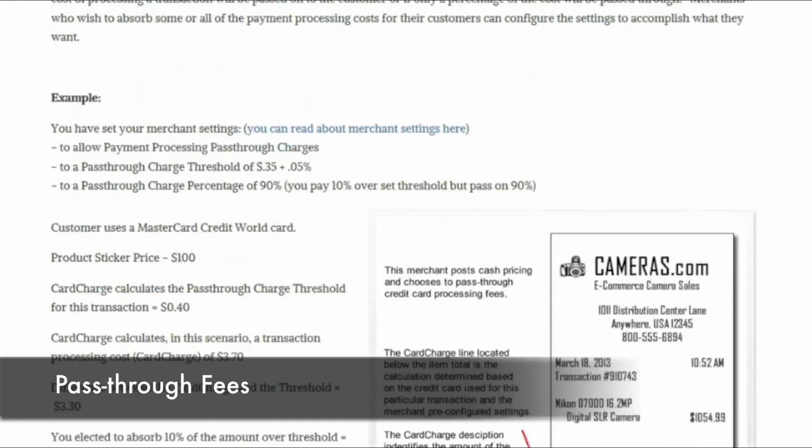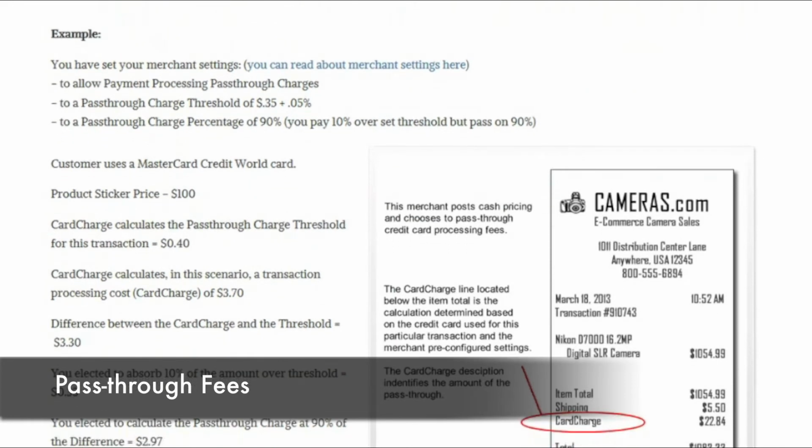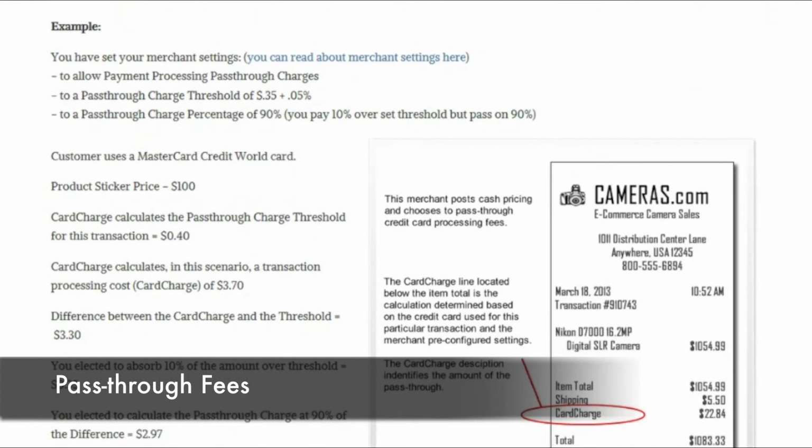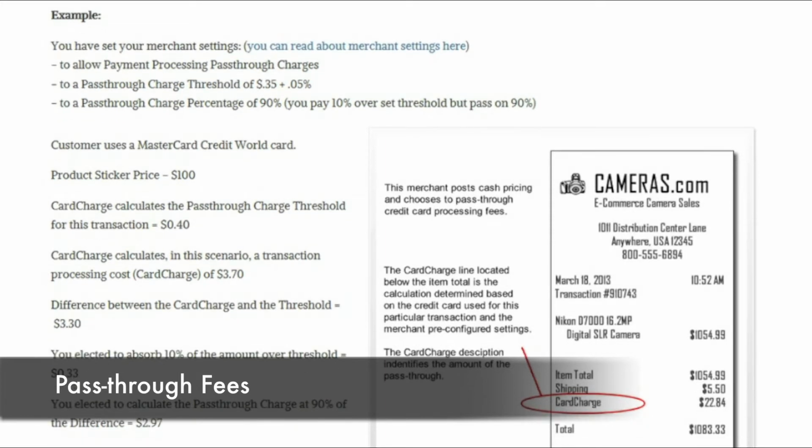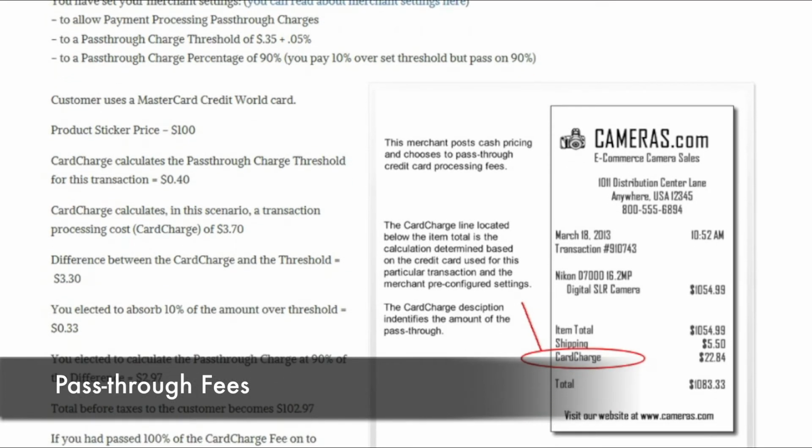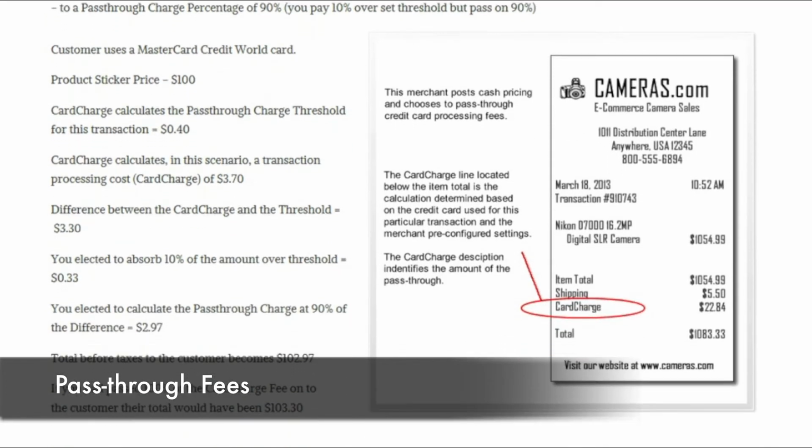CardCharge has set up an example below where the merchant settings allow payment processing pass-through charges. They have set a pass-through charge threshold of 35 cents plus a rate of 0.05%, and the pass-through charge percentage to 90%, where the merchant is responsible for absorbing 10% and passing through the rest, or 90%. The customer in this scenario decides to use a MasterCard Credit World card.